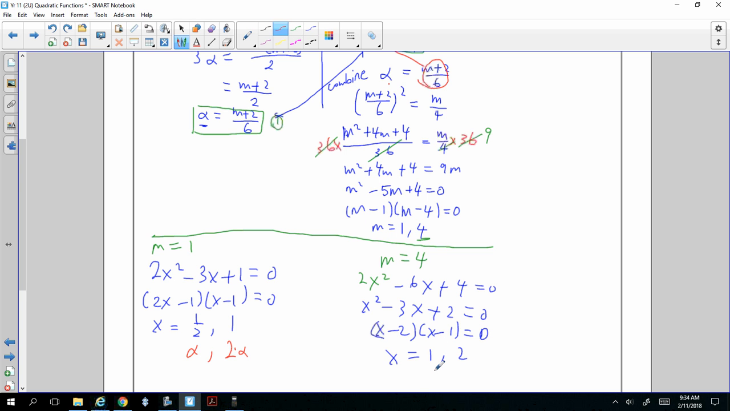So Jack, does that answer your question? Why one root double the other? Remember, m is not the root. M is the value that makes the equation have one root double the other root.